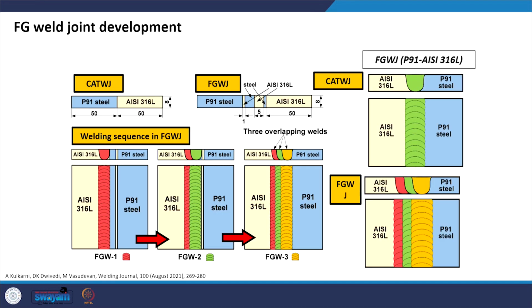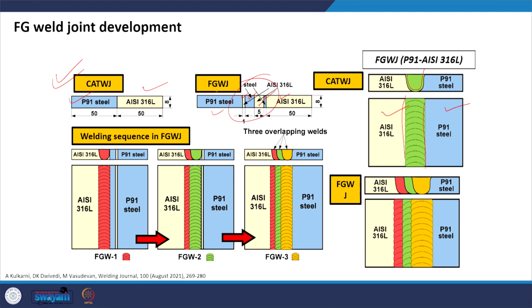This is another approach where the dissimilar metal combination is welded using a functionally graded weld metal. In this case, there is one direct metal joining where P91 and 316 weld joints are made, and this is the corresponding joint. One single weld is made and the joint is obtained with 316 and P91. When the functionally graded weld joint is made using the TIG welding approach, like the activated TIG welding approach here, P91, then 316, P91, 316, P91, 316.